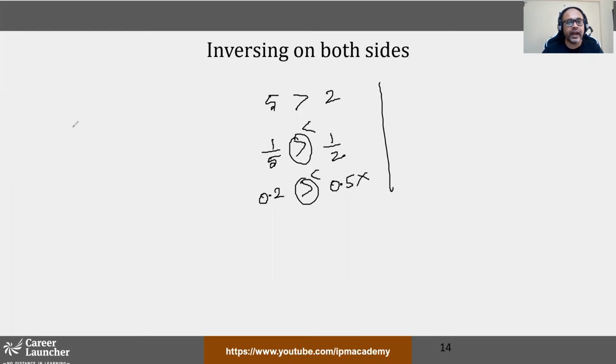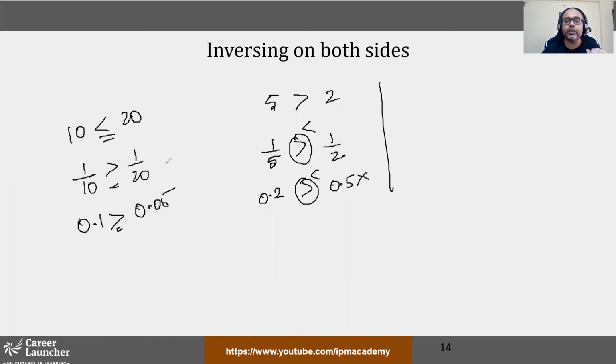So if I have 10 is less than 20, then I will have to write 1 by 10 greater than 1 by 20, because this is 0.1 greater than 0.05. Right? So make sure that you inverse the sign. But remember, this is the case when both are positive.